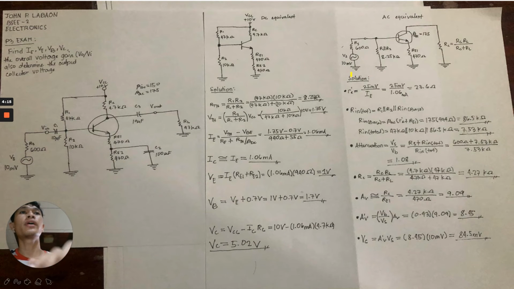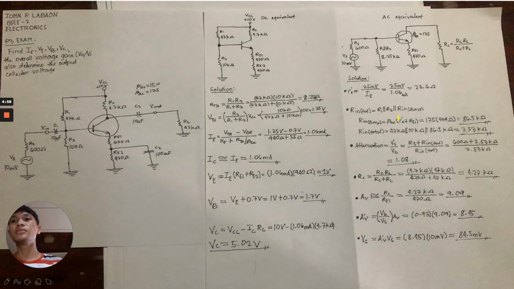For the AC equivalent circuit, this is going to be our frame, and we will start with our solution. The first thing we need to do is get the total equivalent resistance of our capacitors. So we have 25 millivolts over the equivalent current, 25 millivolts over 1.06 milliamps. So we get 23.6 ohms for our total equivalent resistance of our capacitor.